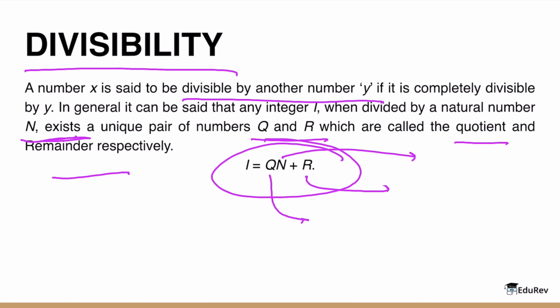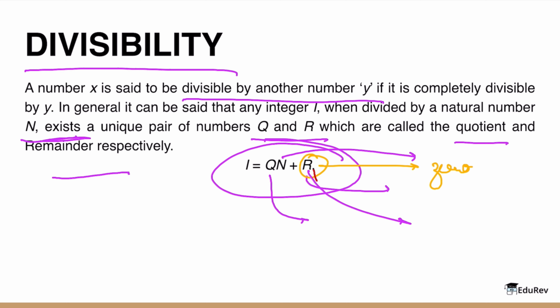Now if the remainder is 0, we can say that number I is divided by n, correct? Or I can say that number I is completely divided by n. And when is that going to happen? When r is going to be equal to what? 0.